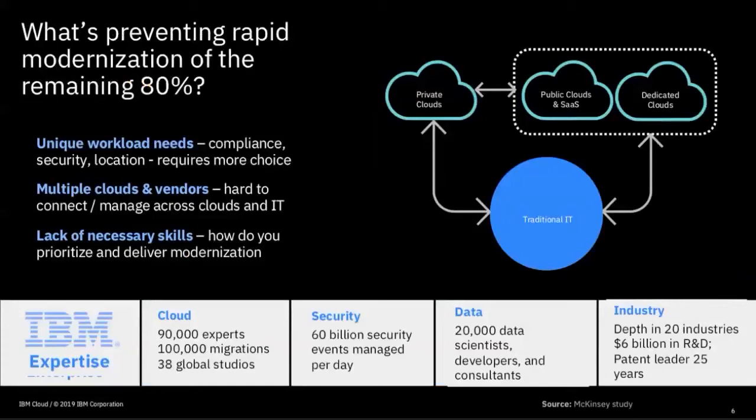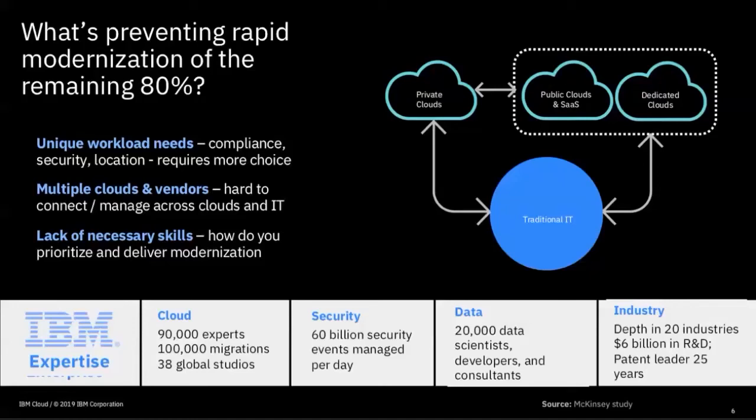Okay, so you have it out here. What's preventing the rapid modernization of the remaining 80%? So 80% is still stuck in traditional IT. What is preventing them? They have unique workload needs. They have to manage multiple clouds and multiple vendors. And thirdly, one of the reasons is also skills. With cloud technologies, the erstwhile skills of, be it languages, infrastructure, or virtualization, there is a lot of reskilling of the workforce to be done to be effective in a cloud-ready infrastructure. So that is also an area of concern.